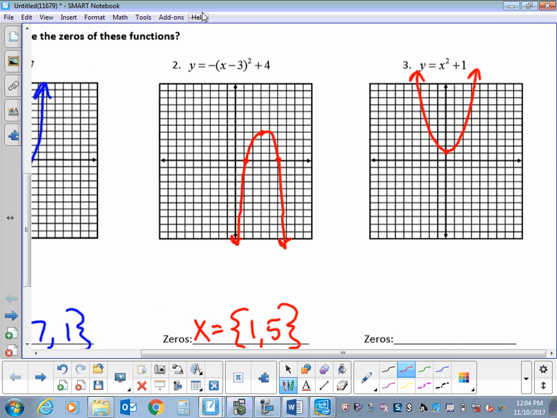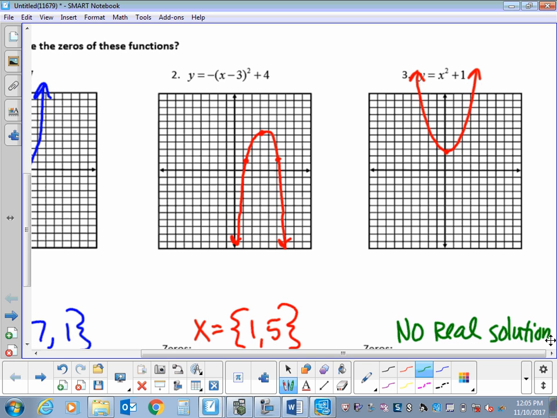Therefore, do I have any real solutions? No. I still have 2 solutions, but what kind are they now? They're going to be imaginary. So you can either write no real solutions, or you can write imaginary. Would you like the i thing? As long as I know that you know.